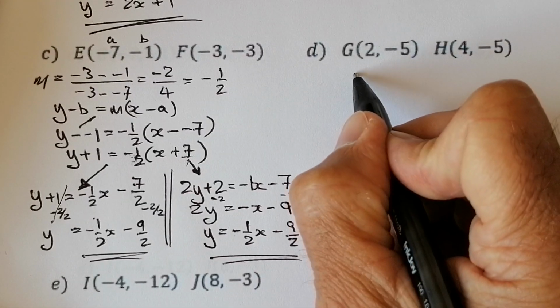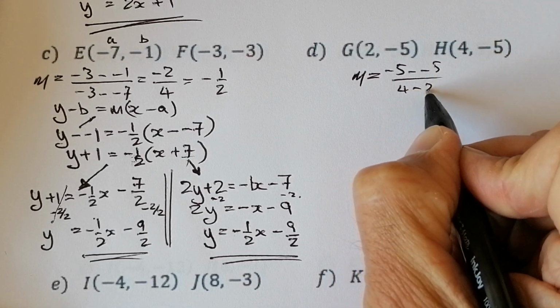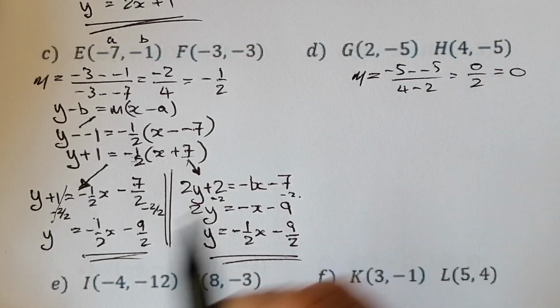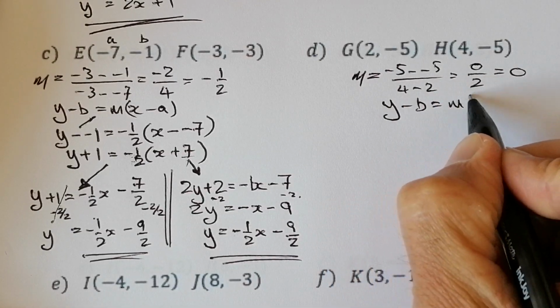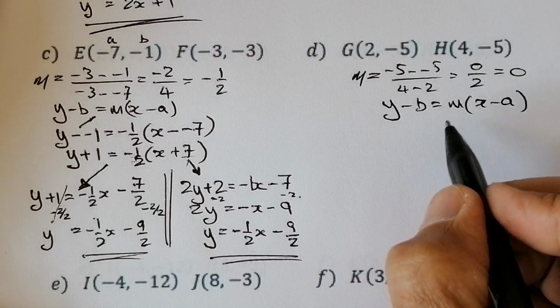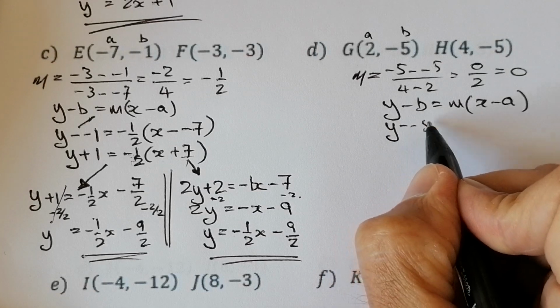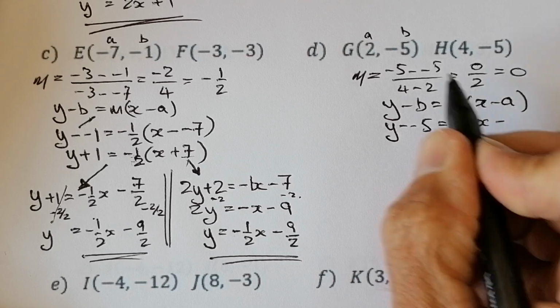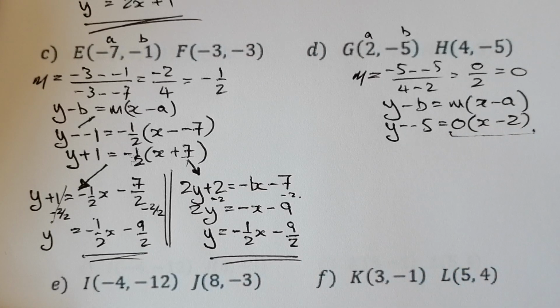Right, so this one here, let's get the gradient. So minus 5 take away minus 5, 4 minus 2, so minus 5 add on 5 takes me to 0, that'll give me 2, so 0 divided by 2 is 0. Right, so we're going to use y minus b is equal to m times x minus a. Okay, right, substituting the values in, I'm going to go for that one a and that one b. Okay, so y minus 5, my m is 0, my gradient 0, times x and minus a 2 that's there. The good thing about this side here, if I'm multiplying anything by 0, that there is going to work out to be 0 in total.